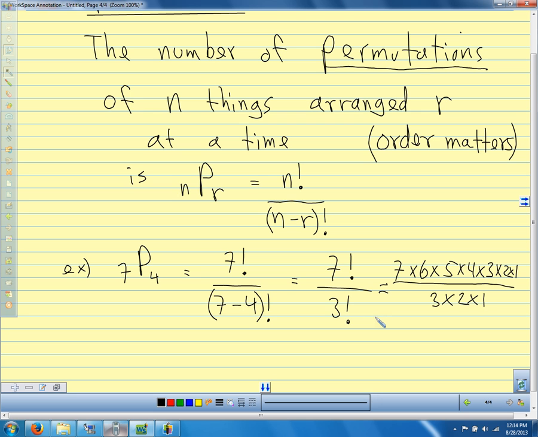Now, you can always simplify it to this and do the factorials in your calculator. Or if you can't remember how to do the factorials in your calculator, you can always just go and do it the long way like this. It's pretty easy to make mistakes this way, but you can always do it this way. So let's calculate this out. I'll show you two different ways on the calculator.